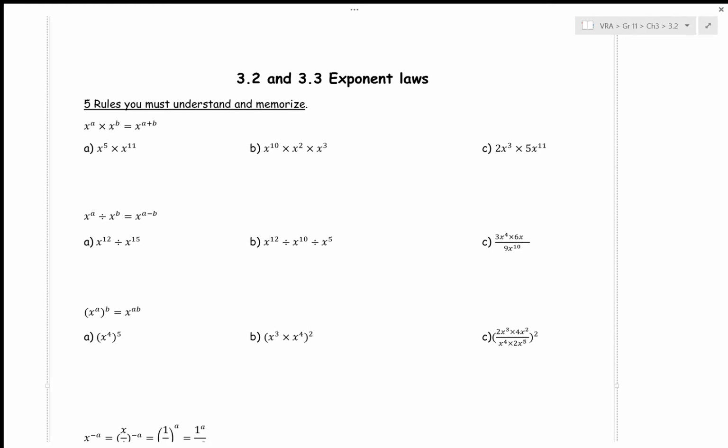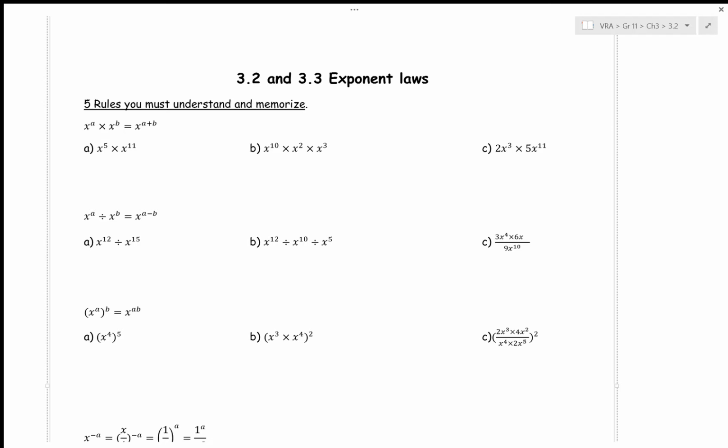Hi guys, this is 3.2. 3.3 and 3.2 are both exponent laws. 3.3 is actually about the radical power, which requires a little more skill and a little more technique than 3.2, which covers the basics. So today's lesson will be just based on the basics, and then we'll take one more day to finish up 3.3 in the next class, okay?